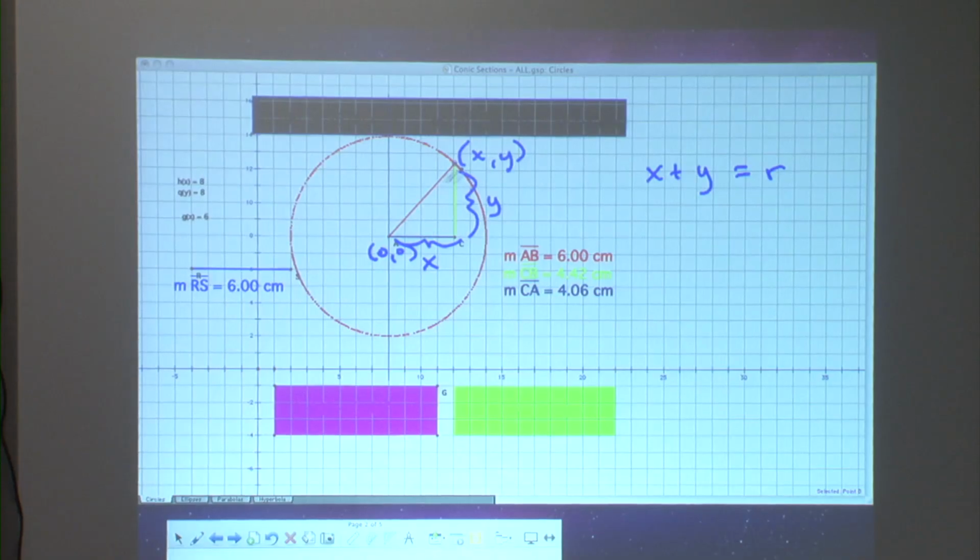What's this? It's a triangle. Is there anything special about this triangle? It's a right triangle. What do you know about right triangles? A squared plus b squared equals c squared. So what would our a be in this situation? X. So it's going to be x squared. What else? Y squared equals r squared. That would be if it's centered around 0, 0. Whoa. Can we write that down?